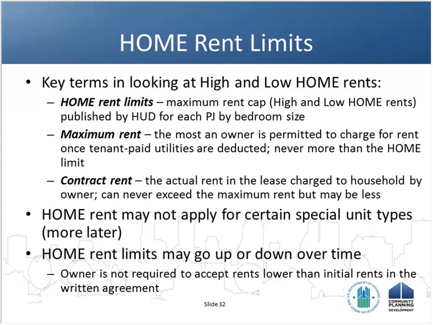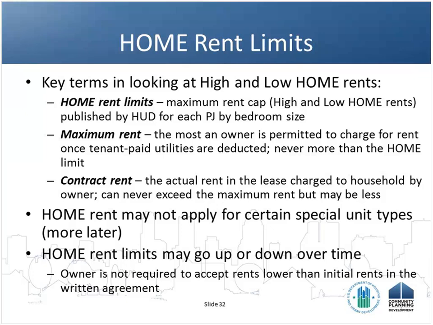Let's talk a little bit about our HOME rents. We mentioned before, when we talked about the program rule about designating units, that we're designating low HOME units for households at 50% and below. So we want those rents to be lower, to be more affordable.